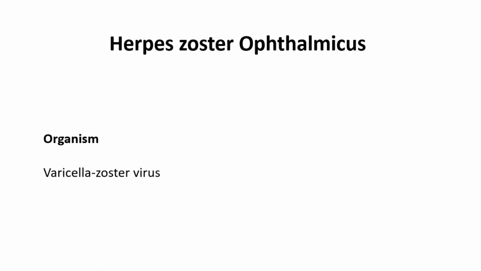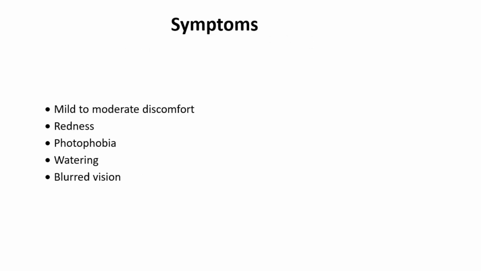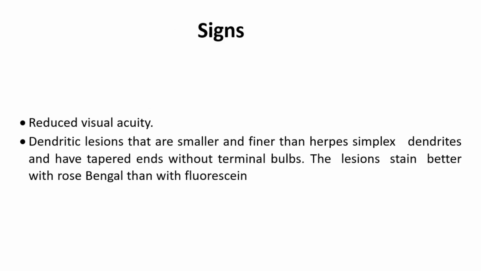Causative organism: Varicella zoster virus. Symptoms: mild to moderate discomfort, redness, photophobia, watering, blurred vision, reduced visual acuity. Dendritic lesions that are smaller and finer than herpes simplex dendrites, and have tapered ends without terminal bulbs. The lesions stain better with rose bengal than with fluorescein.